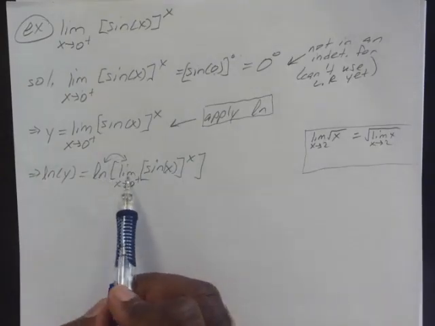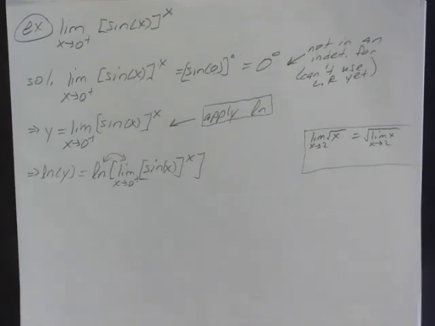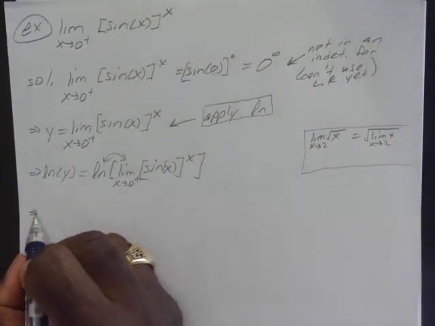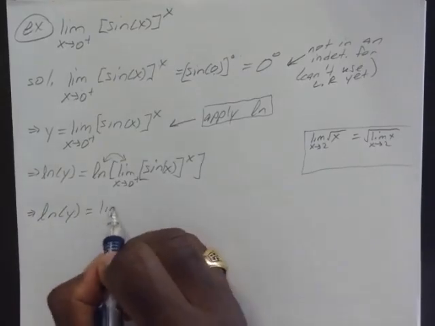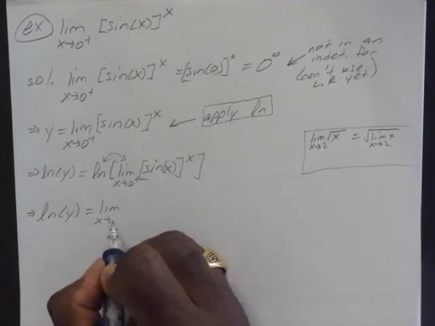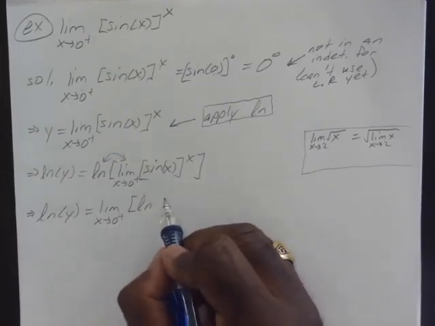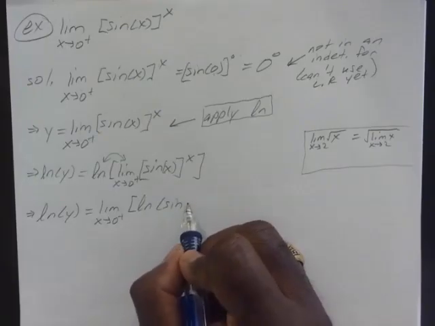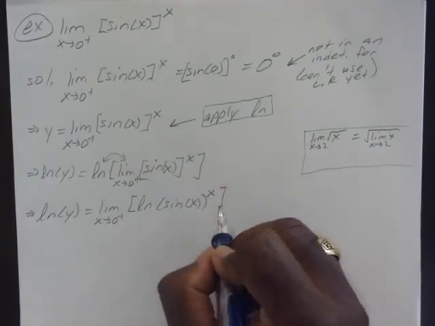You have the natural log of a limit. If it's continuous, you can take the limit of a natural log. So you have the natural log of y is equal to the limit as x approaches 0 from the right, our natural log of sine of x to the power of x.